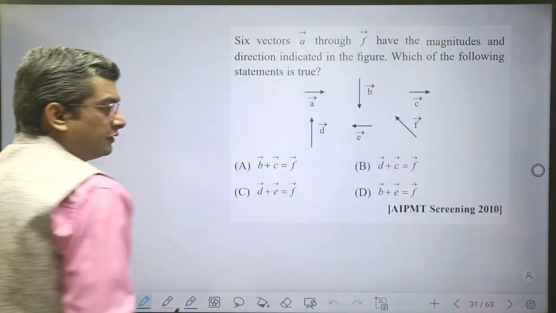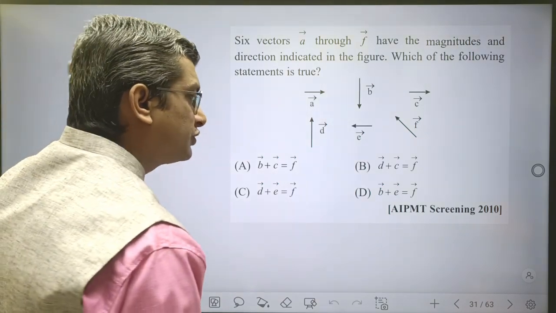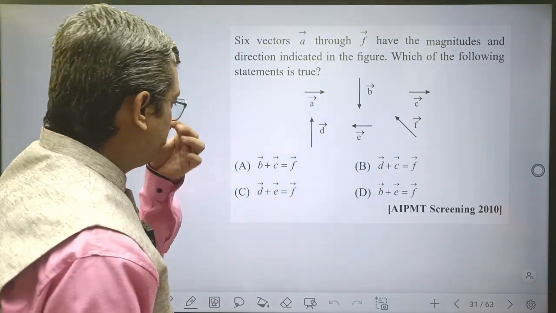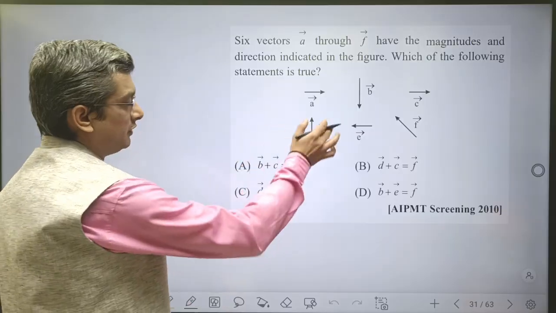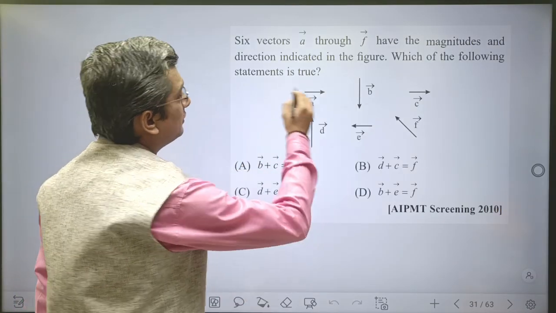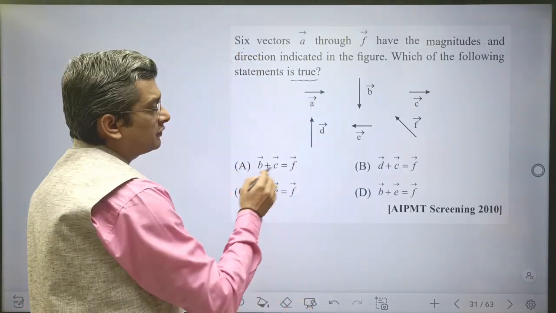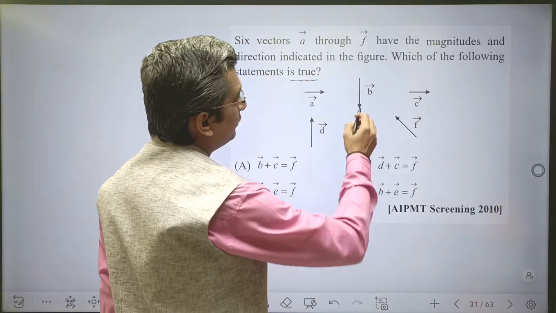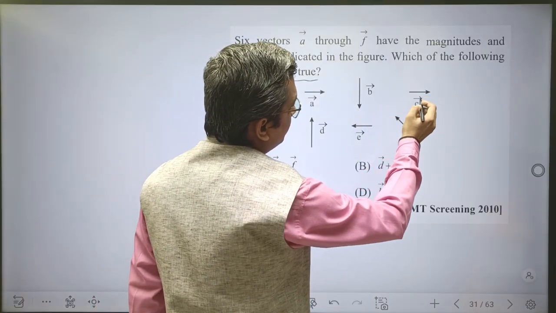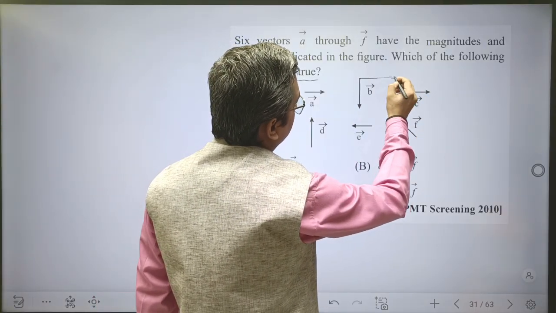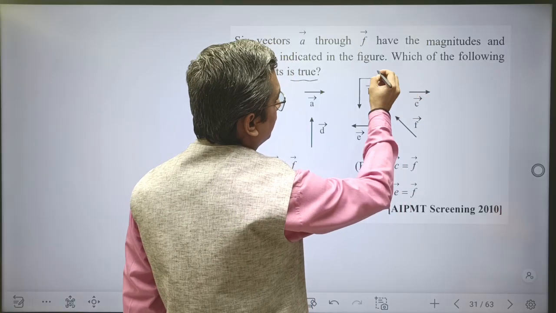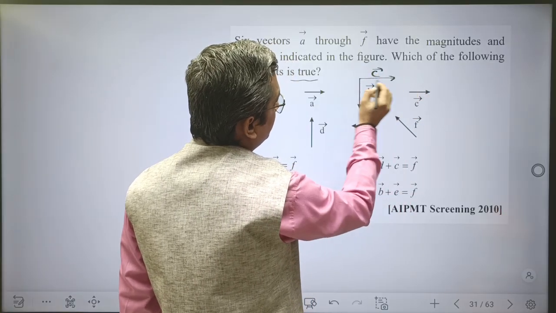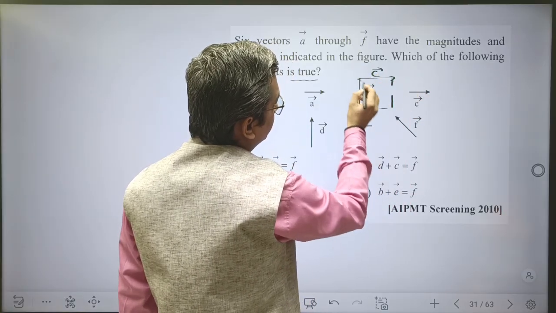Now the next question, that is AIPMT screening 2010 question. There are 6 vectors. First of all, we have to find the correct statement. So B plus C is equal to F. Where is B? Here it is B, here it is C. Now suppose I draw C here, this is C vector. I just shift it vertically. So their resultant must be given by this.